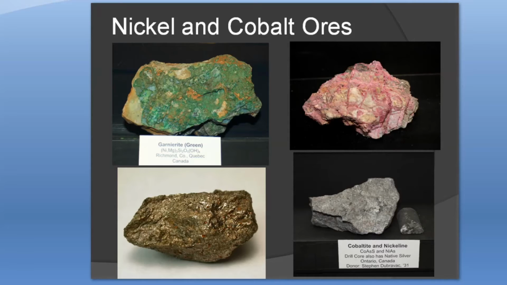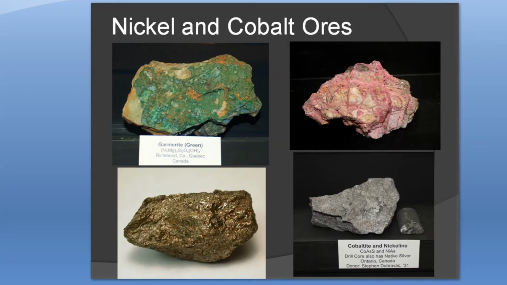Let's take a look at some unusual ores. On the left, we have nickel ores. The garnierite, the green, is an oxidized nickel ore. There are places where this is mined. There's an area in Oregon that was mined for this mineral and produced nickel. And then the lower left is a sulfide, a nickel-bearing sulfur mineral. You can see the kind of metallic luster that it has.